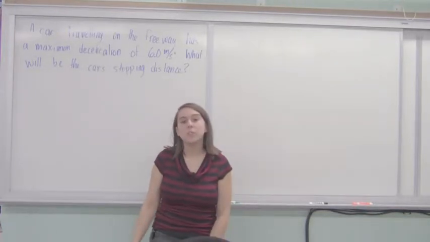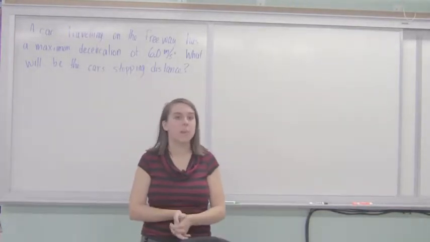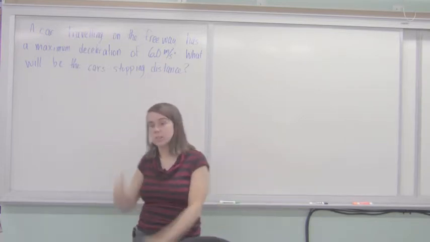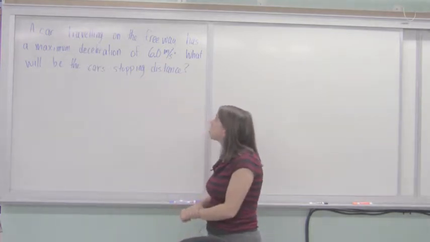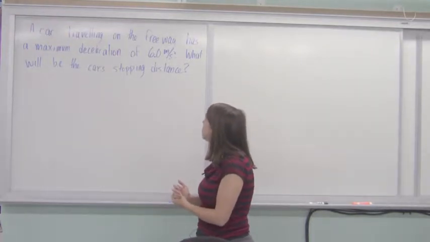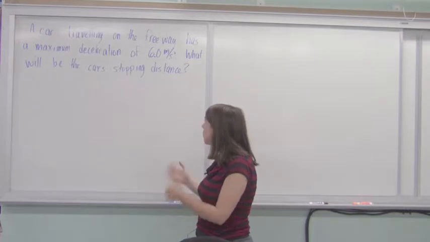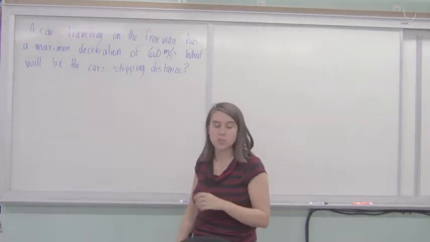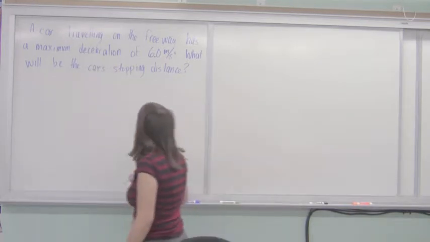Hello, today I'm going to do a one-dimensional kinematics problem, or a linear motion problem as sometimes it's called. So let's get started. A car traveling on the freeway has a maximum deceleration of 6.0 meters per second squared. What will be the car's stopping distance? Let me finish writing the problem. It starts out going 30 meters per second.